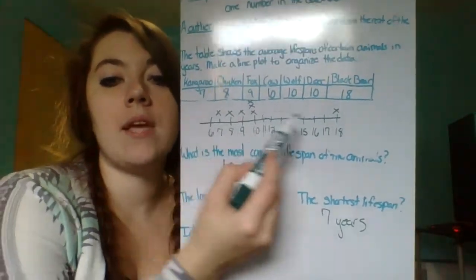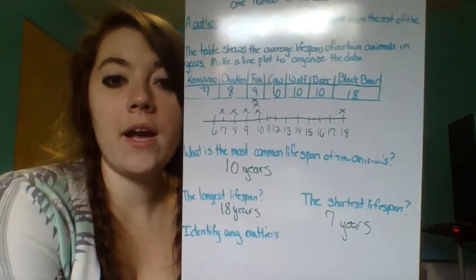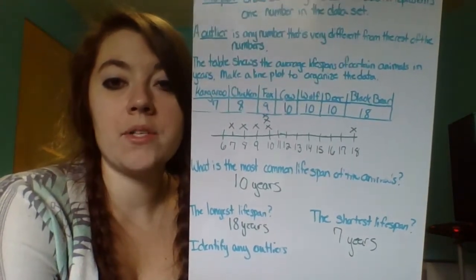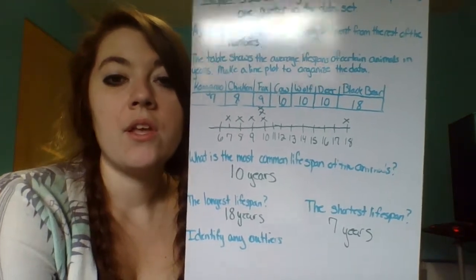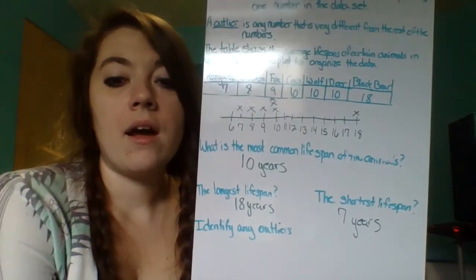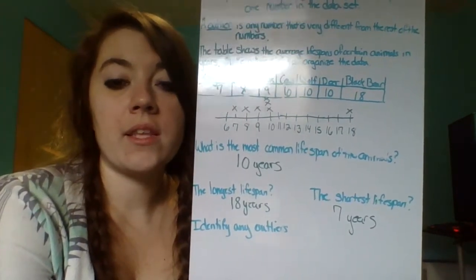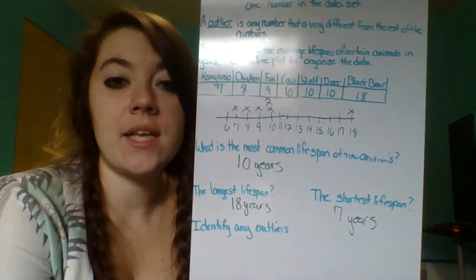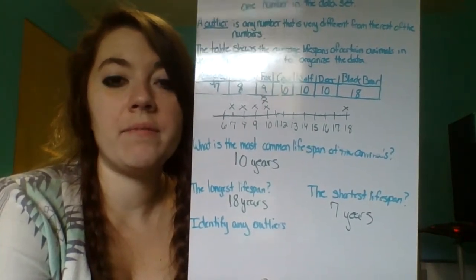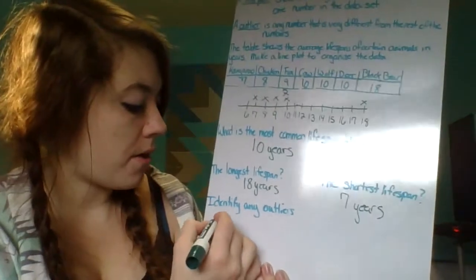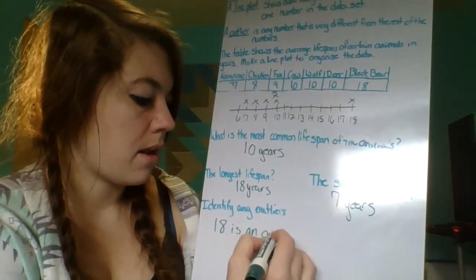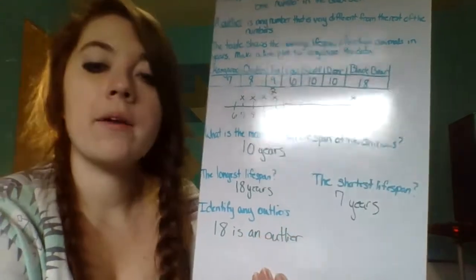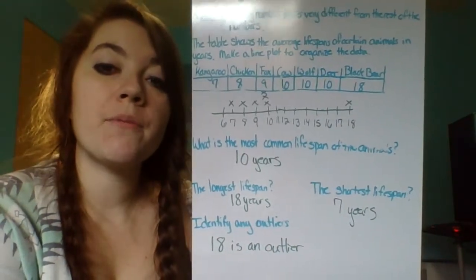And last but not least, identify any outliers. Based on this data, are there any outliers? Remember, an outlier is any number that's very different from the rest of the numbers. Looking at this, are there any outliers in the data? Is there one that's very, very different? Yes. So 18 is an outlier. It's further away from all the values.